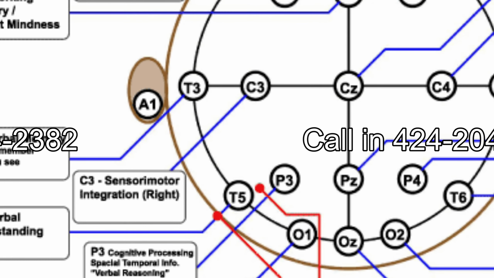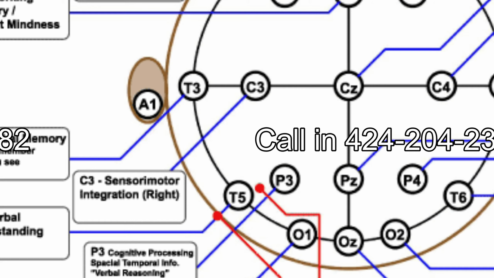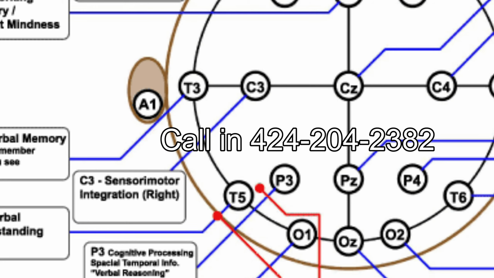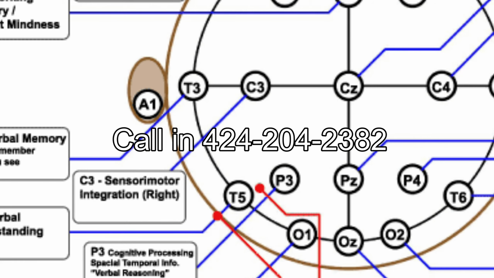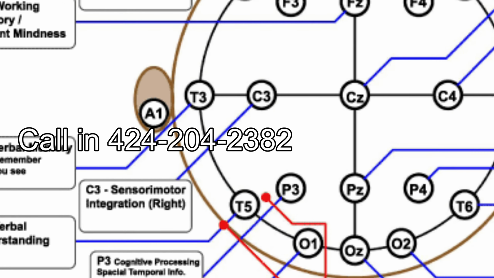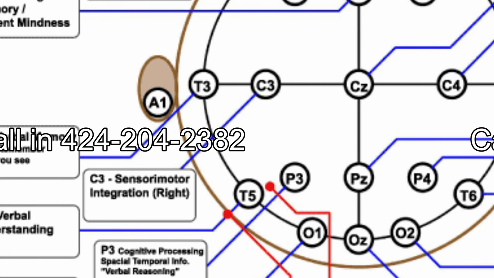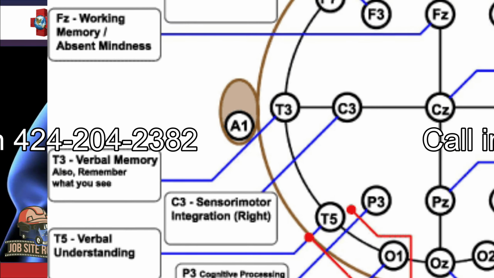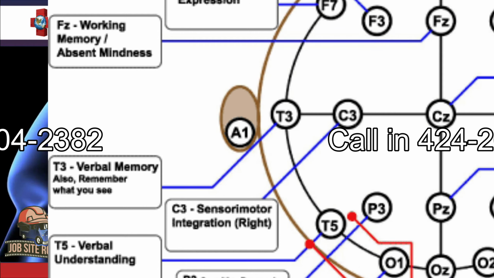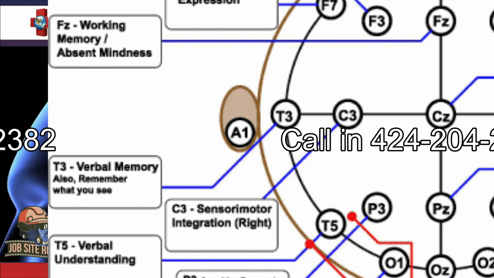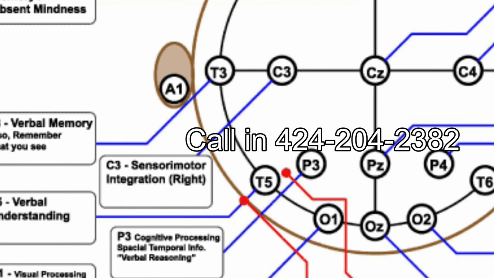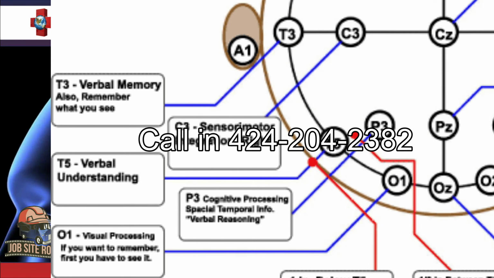Once again, C3 is along the somatosensory band and the motor cortex, Freudian slip, the motor cortex. And with the sensorimotor integration here, you're actually helping sensorimotor integration, right? And then T3, we've got verbal memory, right? Once again on the other side, right? Also to remember what you see. Incredible. The temporal lobes are very great places to train, all right?